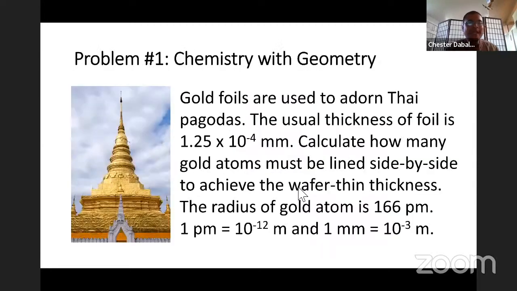Okay. So handa na ba kayo sa ating first problem? Okay. So problem number 1. May problem tayo on chemistry, on chemistry na may pagka-geometry. Iinom muna po ako sandali.